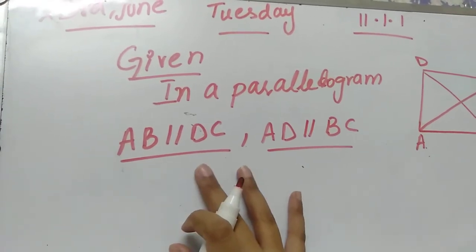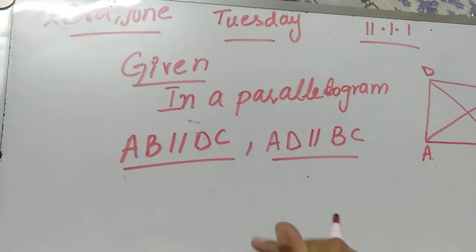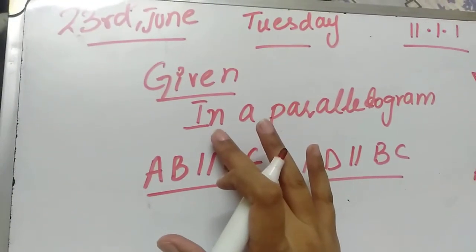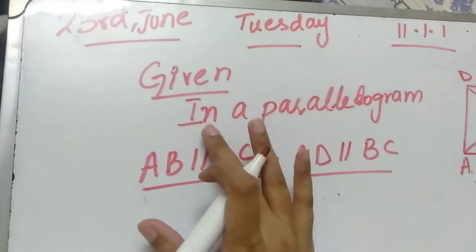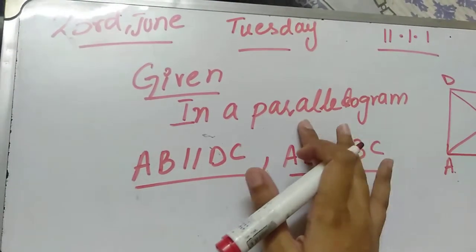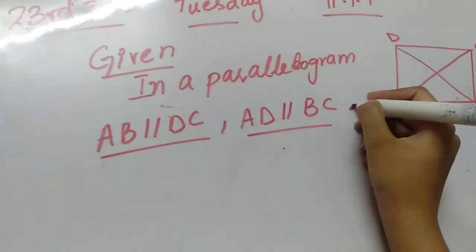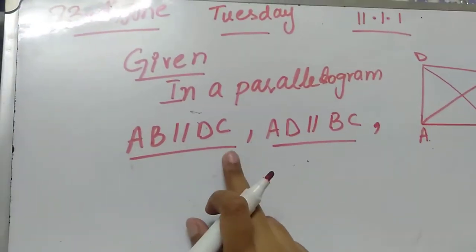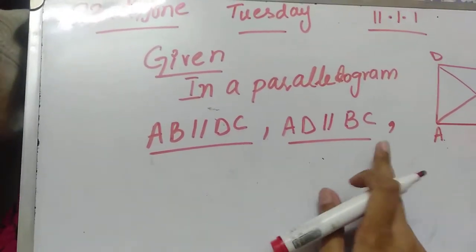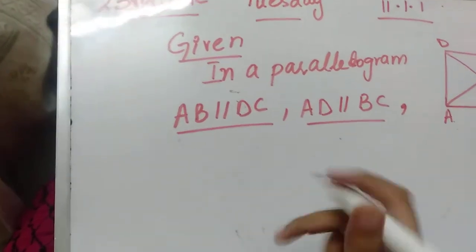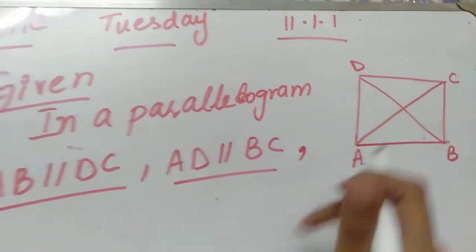Whenever we have a parallelogram, the opposite sides are parallel to each other. Okay, in our book there is written that in a quadrilateral, we can also write in a quadrilateral, or we can also write in a parallelogram, because parallelogram is the type of a quadrilateral. So now in a parallelogram, AB is parallel to DC and AD is parallel to BC. Now the diagonals, which are the diagonals? This AC is the diagonal and BD is the diagonal.